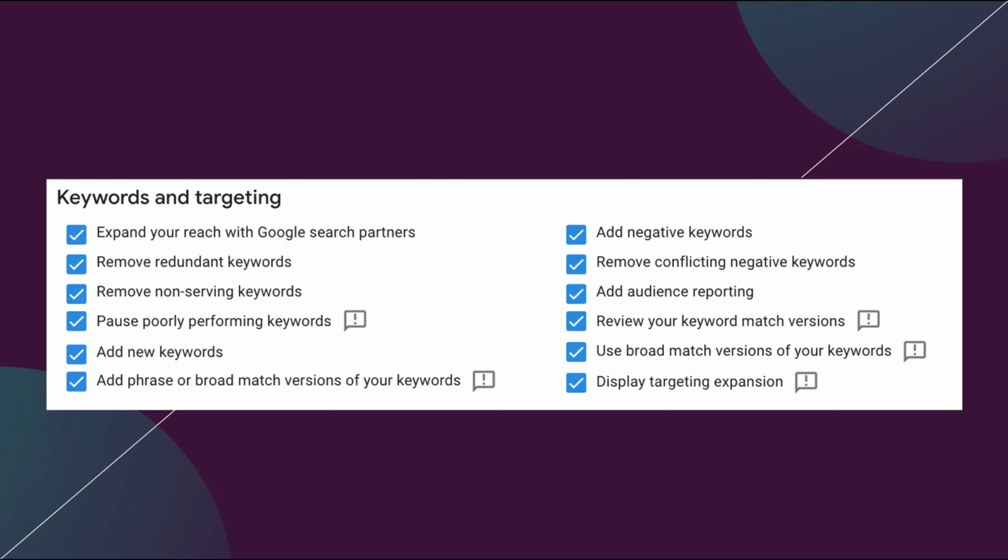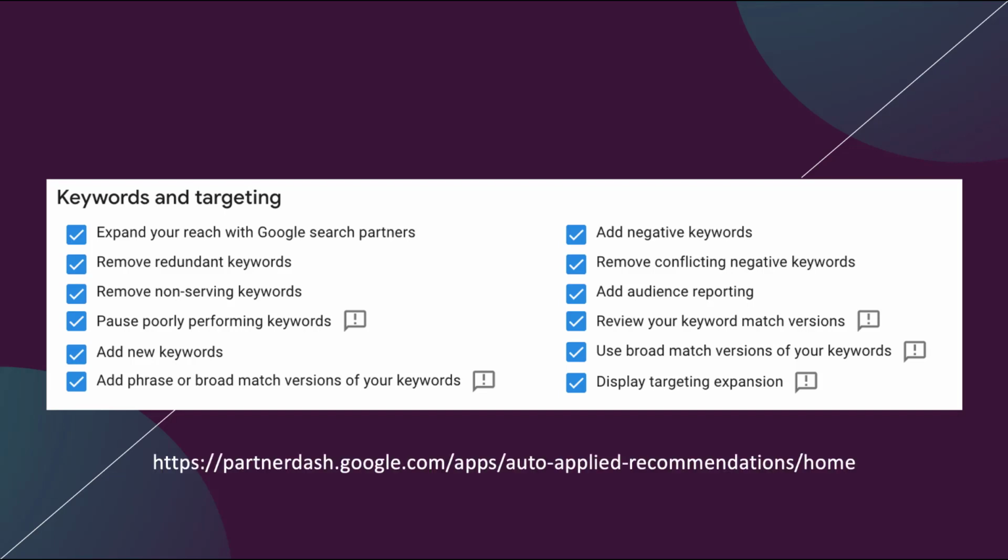Next, all you need to do is go to this URL. I know it's long, it's kind of ugly, but it's partner-google.com/apps/auto-applied recommendations/home. And this, no matter which account you are logged into, will take you to a screen where you can see all of the accounts that your login has access to and what their opt-in options are for these auto-applied suggestions. And that's where we're going to head next.